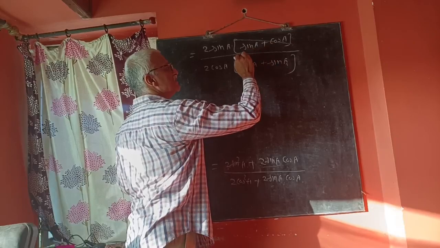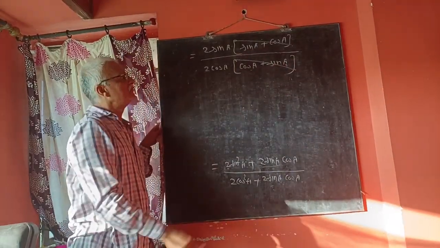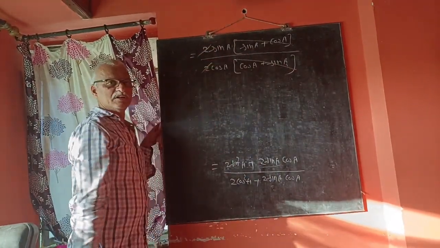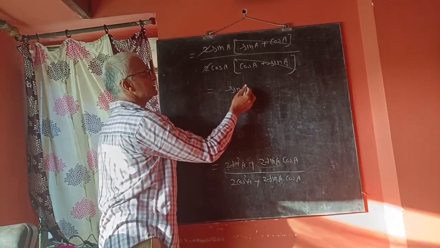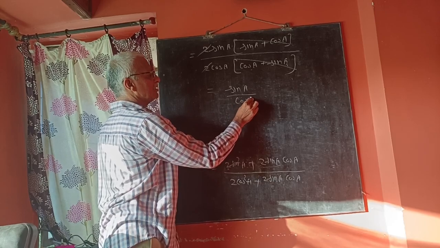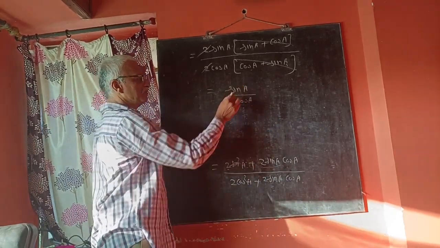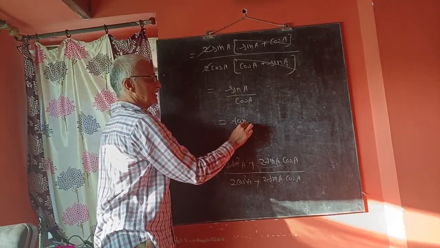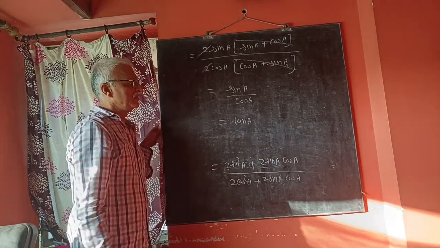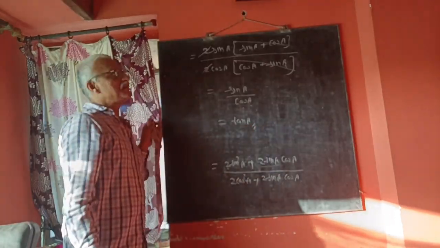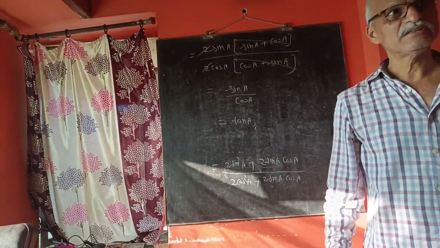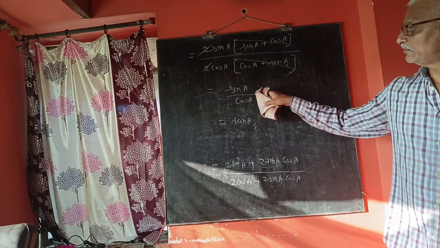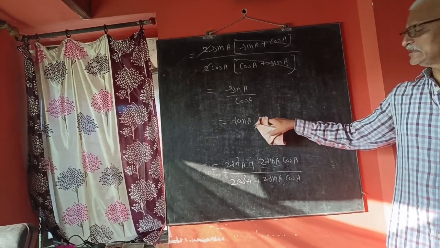Sin A plus cos A and cos A plus sin A get cancelled. This 2 and 2 also get cancelled. Remaining is sin A divided by cos A, and sin A upon cos A is equal to tan A. So this is the RHS of our given proof.